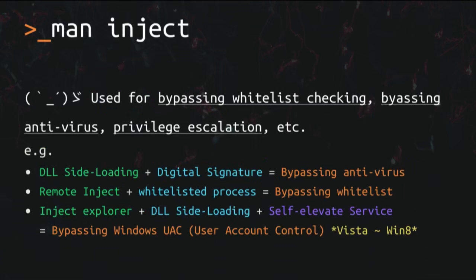In the past, malware injection was used for bypassing some protection, like bypassing whitelist tracking, bypassing antivirus, or privilege escalation. For example, with DLL side loading and a digital signature, we can bypass the antivirus. With remote injection and a whitelisted process, we can bypass the whitelist. And with injecting Explorer, DLL side loading and a self-elevated service, we can bypass Windows UAC protection.